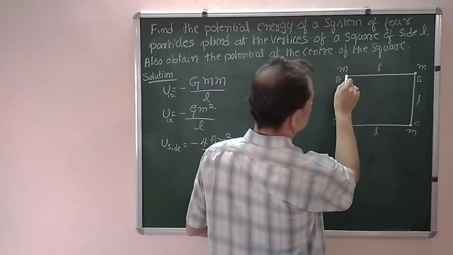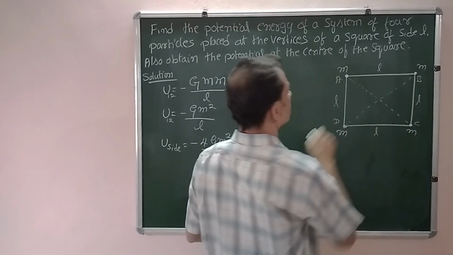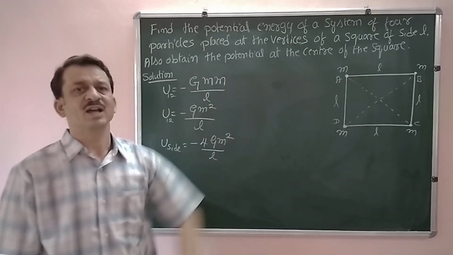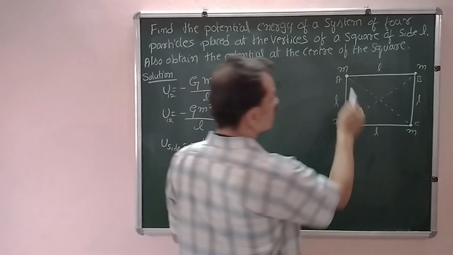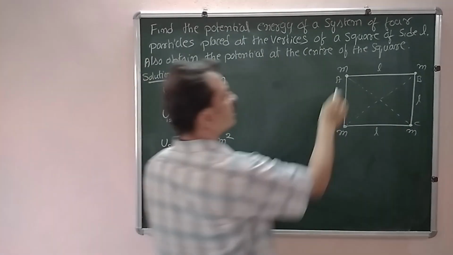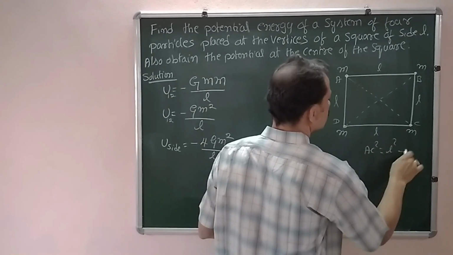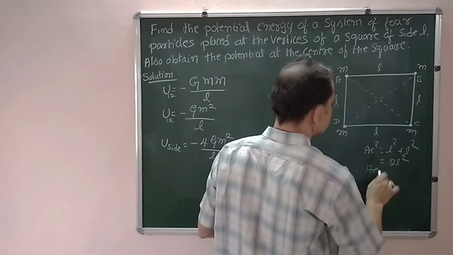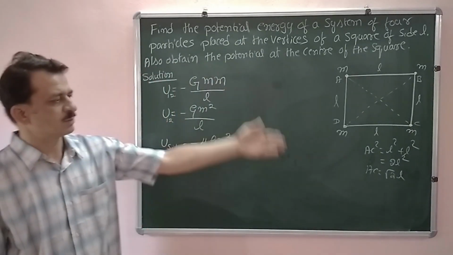Now, along with that, we also have 2 pairs of point masses along the diagonal. Now applying the Pythagoras theorem, if I calculate the length of the diagonal, AC square is equal to L square plus L square, that is 2L square. Therefore AC is equal to root 2 into L.